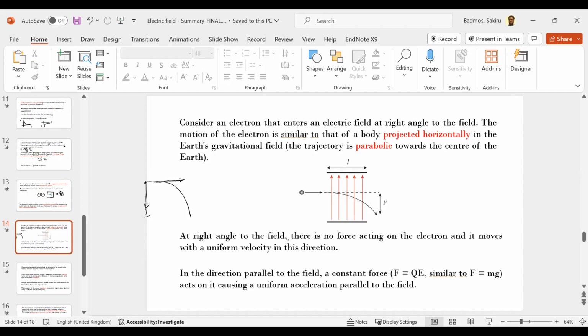At right angle to the field, there is no force acting on the electron in its initial direction of motion, because the electron will move in the direction that is parallel to the field. If these are negative plates and this will be positive, then the electron will move like that. So the electron, okay, this will be negative.